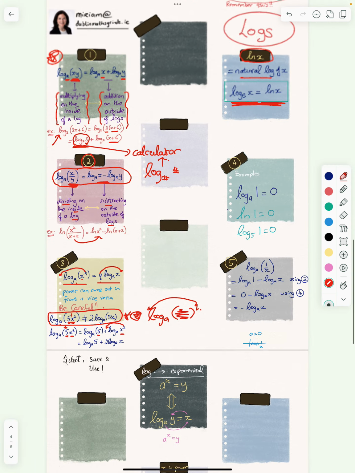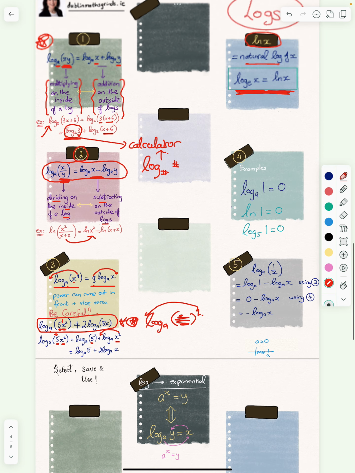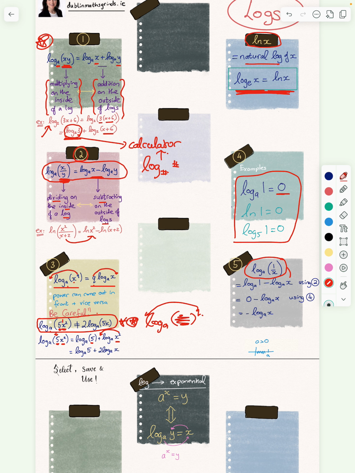Okay, so in the middle column there, you have rules 1, 2, 3, 4, and 5. So there's 4. Log base a of 1 is 0. So basically, the log with any base of 1 is always 0. And then log base a of 1 over x, you get this result from using the previous rules. So yeah, we don't use number 5 quite as often because we tend to use the previous rules, you know.